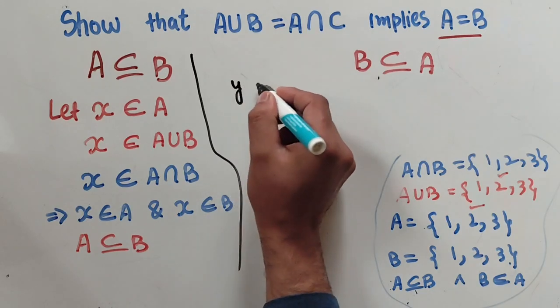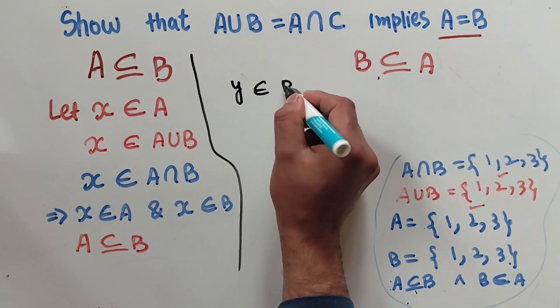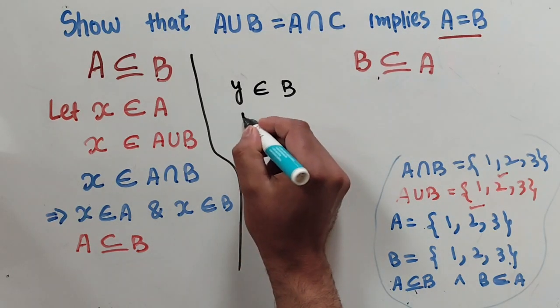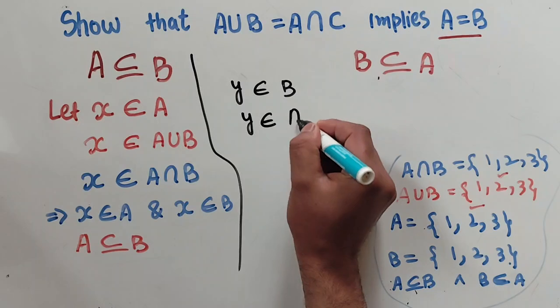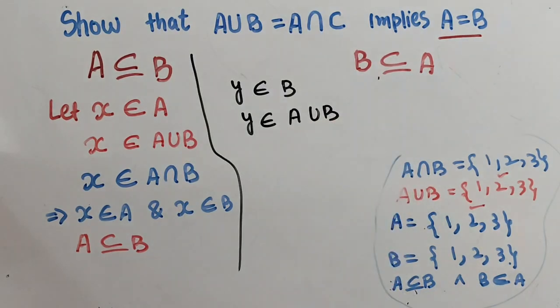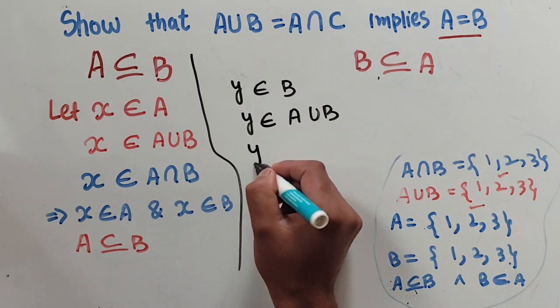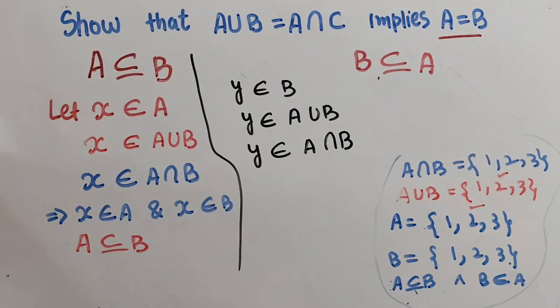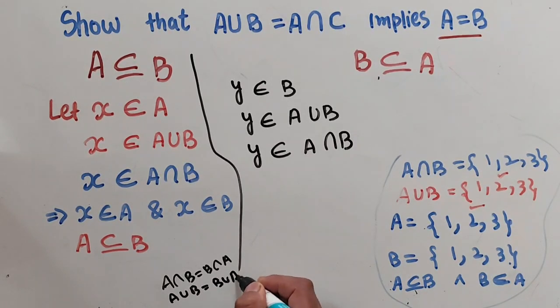So let us suppose Y is an element that belongs to B. Okay, if Y belongs to B, that means Y will belong to A union B or B union A. That is commutative. Okay, union is commutative, which implies Y will belong to A intersection B or B intersection A, because intersection is also commutative. That is to say, A intersection B is equal to B intersection A and A union B is equal to B union A. Okay, again this has nothing to do with the proof.